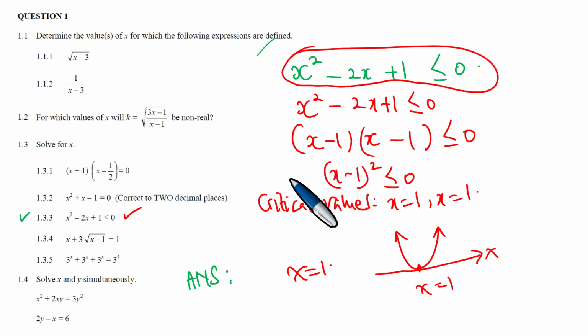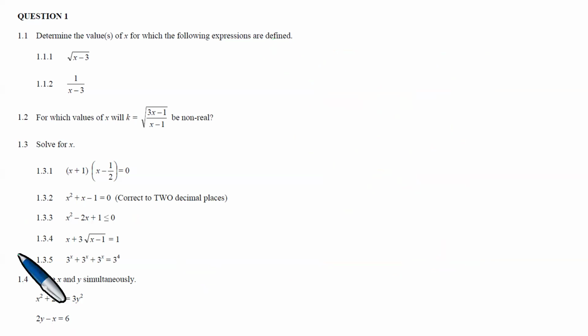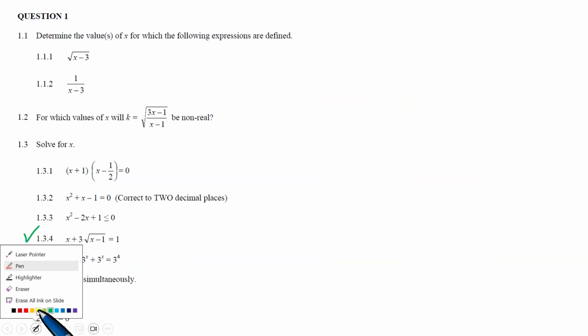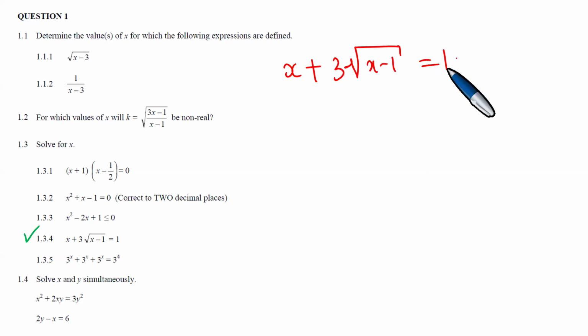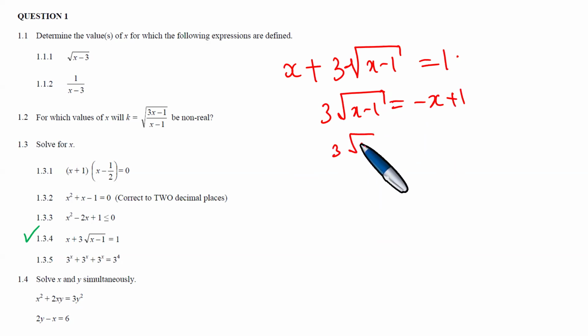The next question is 1.3.4, and it is x plus 3 times the square root of x minus 1 equals 1. Who can solve this one? First you must take the variable to the other side, and then we square both sides of this equation.